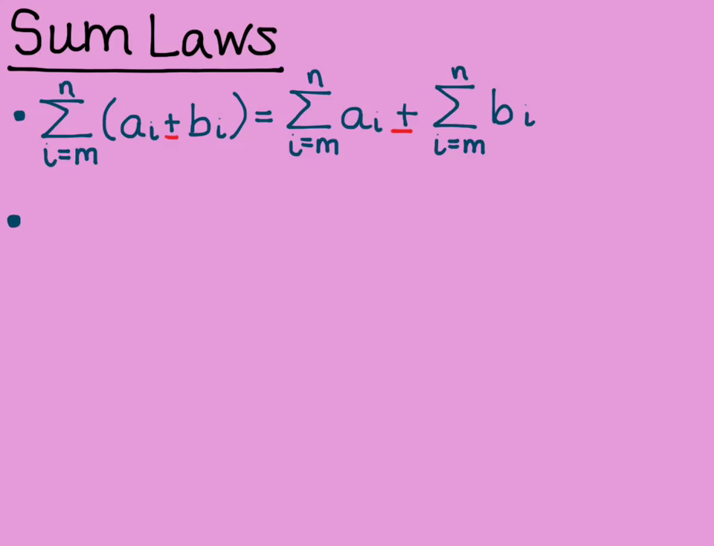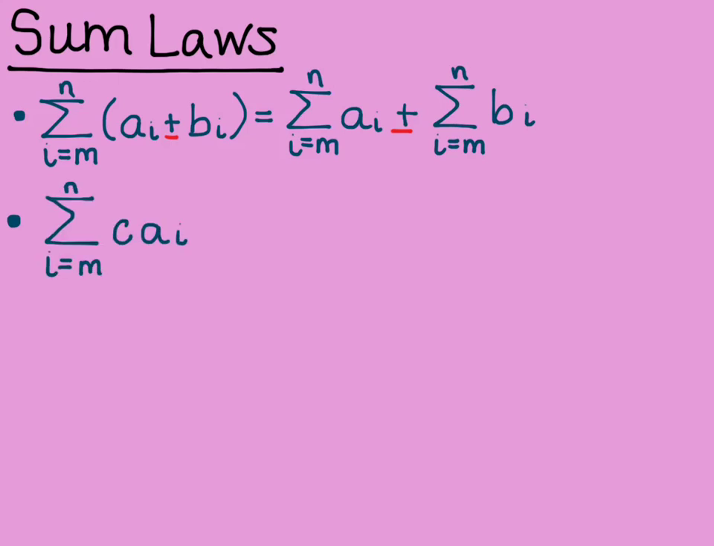The second law allows me to do the same thing but with subtraction. So I can do a sub i minus b sub i, and I can split the sum up: the sum as i goes from m to n of a sub i minus b sub i equals the sum as i goes from m to n of a sub i minus the sum as i goes from m to n of b sub i.